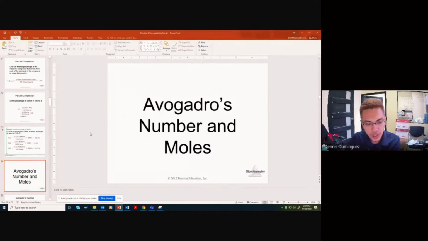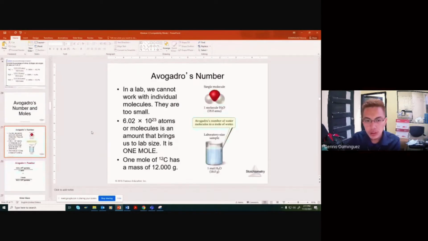Next one, we have Avogadro's number and moles. So Avogadro's number, in a lab, we cannot work with individual molecules. They are too small. That is why we need a representation for the small atoms or the micro size atoms. That is the purpose of Avogadro's number. That is 6.02 times 10 raised to 23 atoms or molecules, in an amount that brings us to lab size. So that represents the micro size of a specific element.